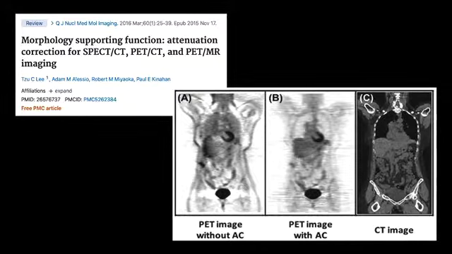This is a good paper on the subject of attenuation correction, and from this paper there is a figure which I'm showing here comparing the coronal non-attenuation corrected image to the attenuation corrected image and then a corresponding CT. So skin activity, scattered activity in the lungs, and underrepresentation of the deeper structures are the characteristics of non-attenuation corrected images.